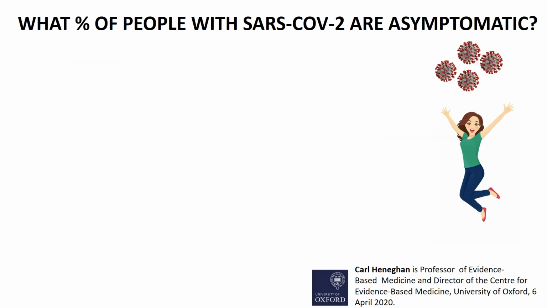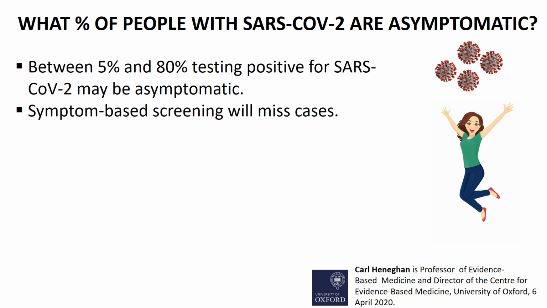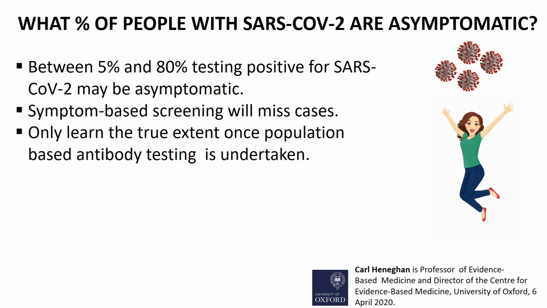So what about the people who are asymptomatic? That is, people who have the virus but don't show any symptoms and feel totally healthy. Some work from Oxford University said that as many as between 5 and 80% of people testing positive could be asymptomatic. So all those people could be spreading and nobody knows about it. And of course, if you're doing symptom-based screening, then all these will be missed. And the only way to learn the true extent of how many people are asymptomatic is when population-based antibody testing is undertaken.